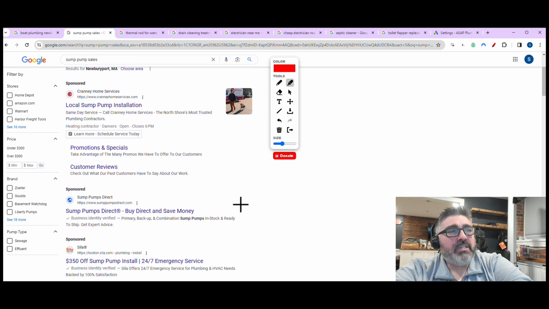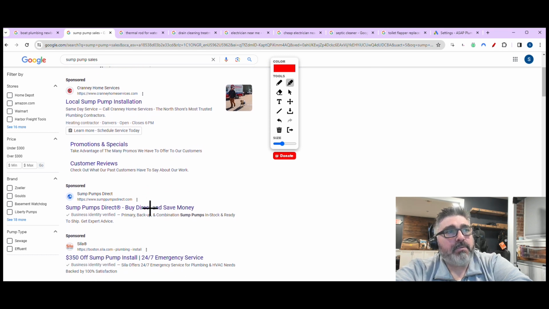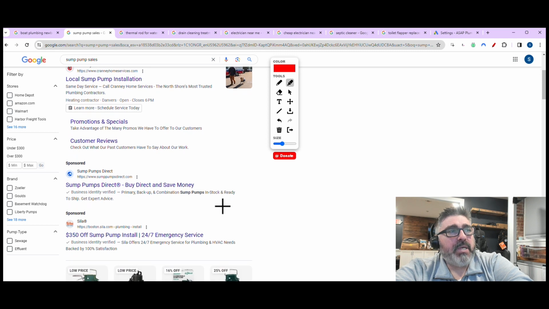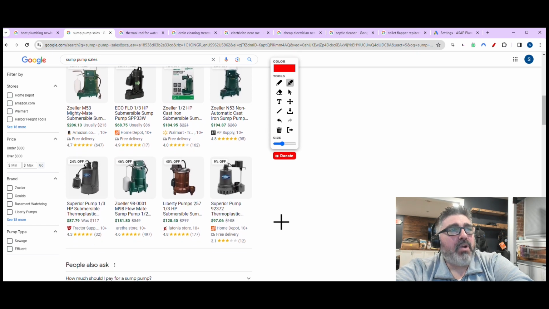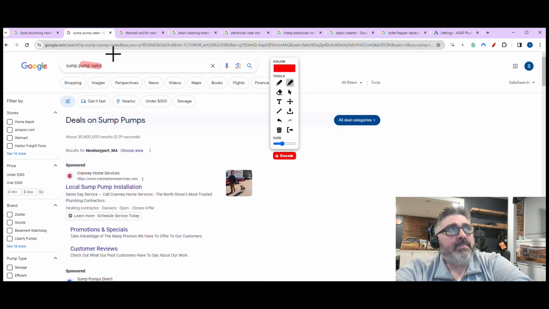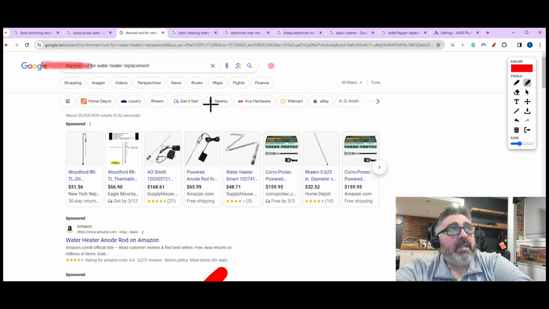So you could see that there's a few companies here. This is a retail-based company. This is another plumbing shop here in Boston, and probably not the best use of marketing budget. Again, this is a phrase match because the term sales is after the core keyword sump pump. Okay, here we have an example of broad match. Thermal rod for water heater replacement. So I have what's called a long tail keyword. Typically, if this is set up correctly and you're bidding on this term, it wouldn't cost you more than $10 to show up on the first page.